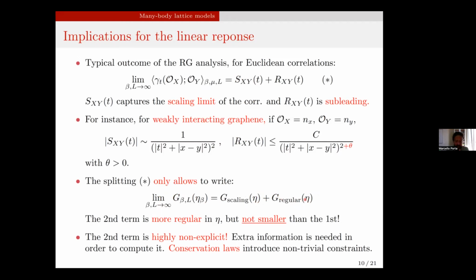So one thing you have to figure out is how to access this very non-explicit part, exploiting general information about the system. In particular, one piece of information that is very useful to keep in mind is the fact that the two-dimensional model has to satisfy some conservation laws, and you will see later how I will use that. Okay, so this is very general.